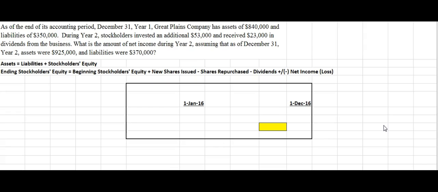Let's read this one. As of the end of its accounting period, December 31, year 1, Great Plains Company has assets of $840,000 and liabilities of $350,000. During year 2, stockholders invested an additional $53,000 and received $23,000 in dividends from the business. What is the amount of net income during year 2? Assuming that as of December 31, year 2, assets were $925 and liabilities were $370.